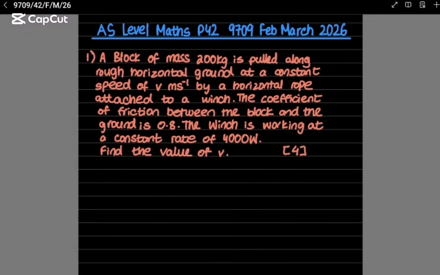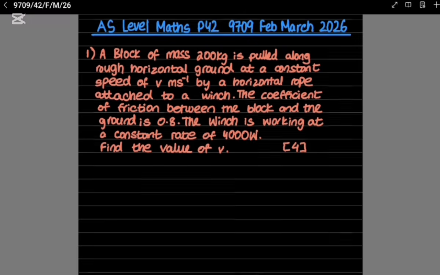Alright, so let's start with question number 1. A block of mass 200 kg is pulled along a rough horizontal ground at a constant speed of v meters per second by a horizontal rope attached to a winch. The coefficient of friction between the block and the ground is 0.8. The winch is working at a constant rate of 4000 watts. Find the value of V.